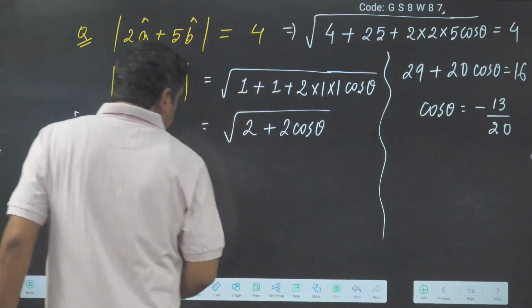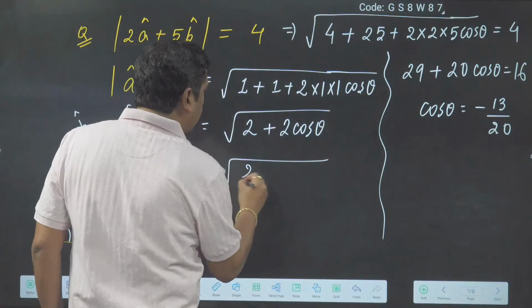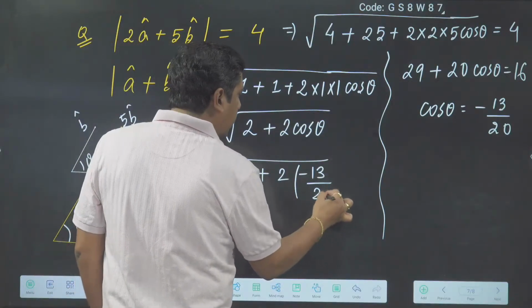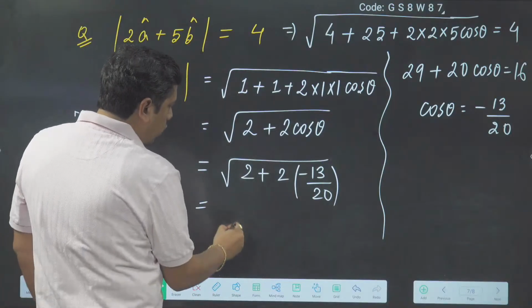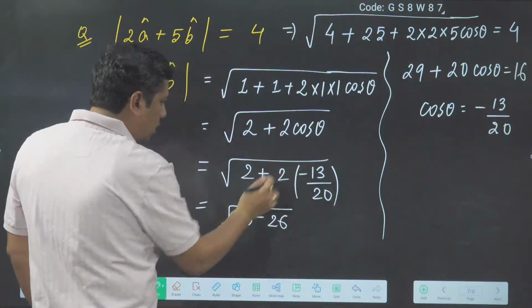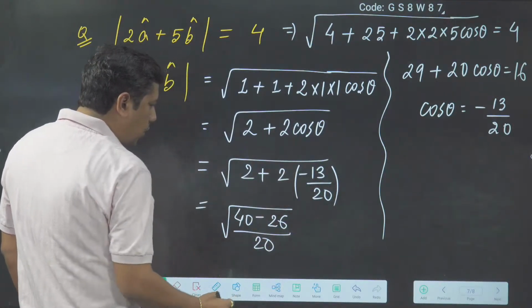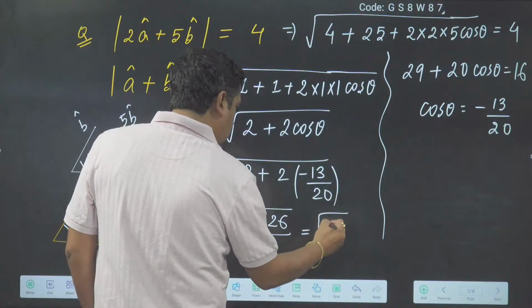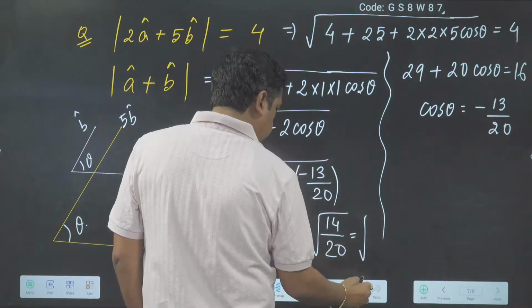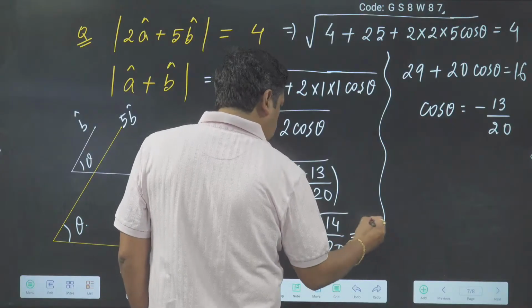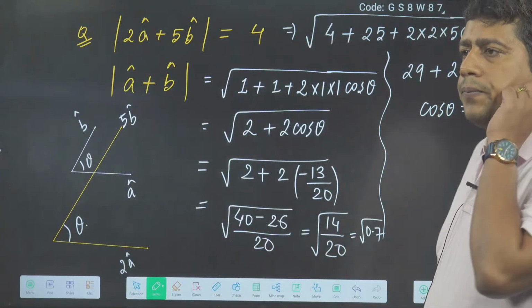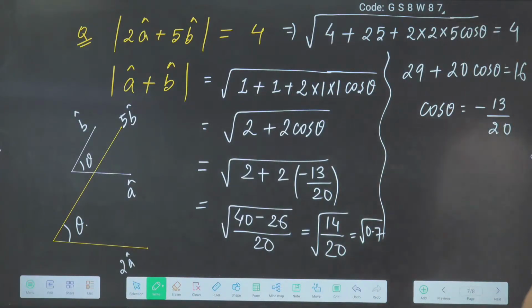Check and tell me. So what I will do, I will simply put here 2 plus 2 into minus 13 by 20. It will become 40 minus 26 by 20, which will be under root 14 by 20, which will be under root 7 by 10, which is 0.7. Under root 0.7. Very good. Okay, some of you have told it.